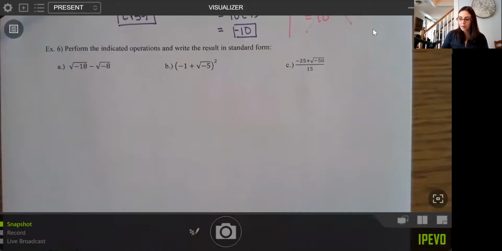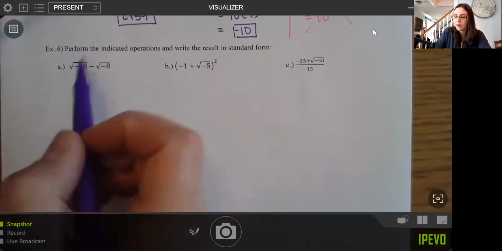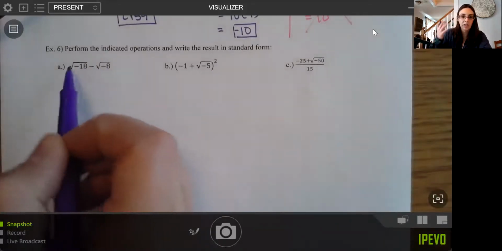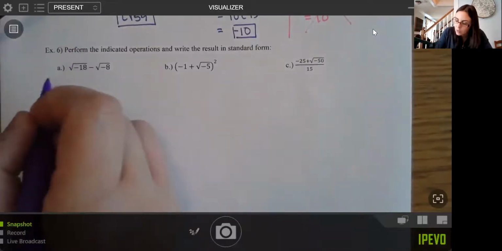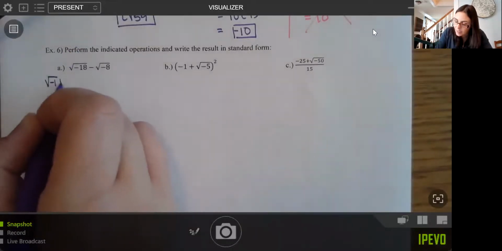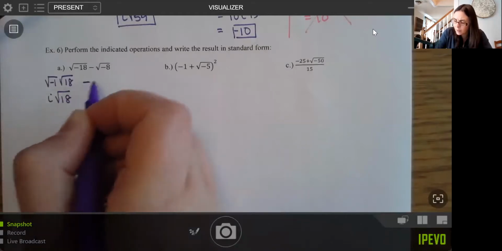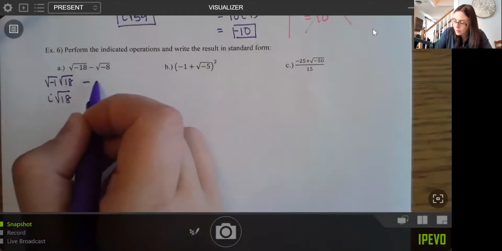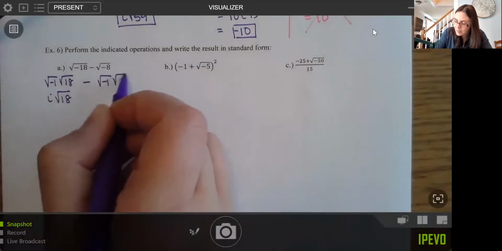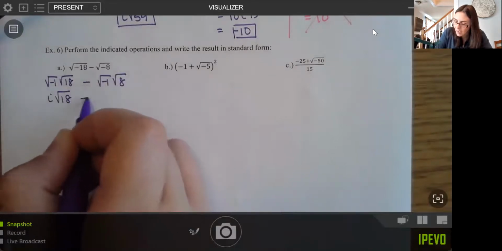Okay, let's do a couple more. So we're going to do the same thing here. I see a subtraction, but I got to change to that i form first. So this is negative 1 times 18. So I have i root 18. And then very similar, I have a minus sign here. It's going to be root negative 1 times 8. So minus i root 8.